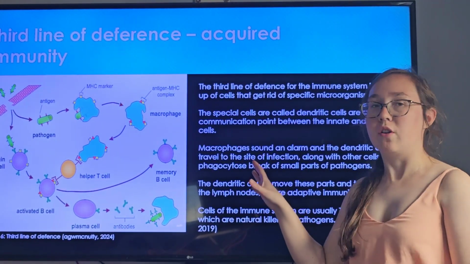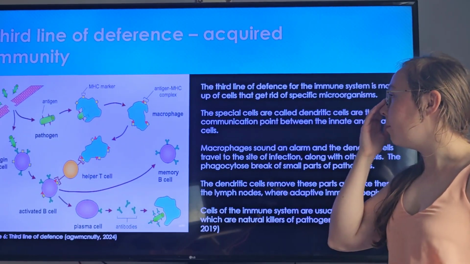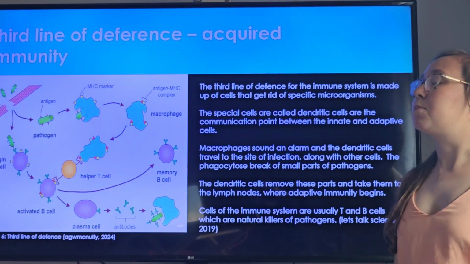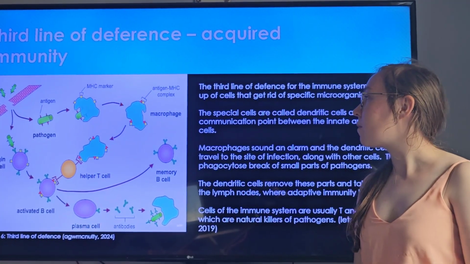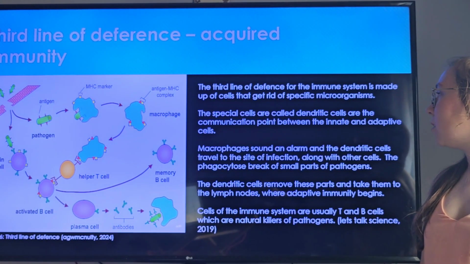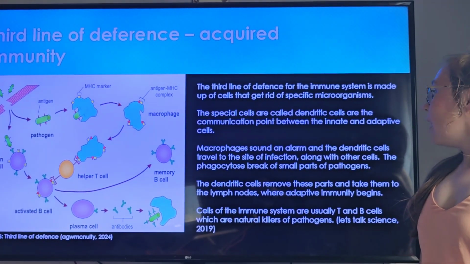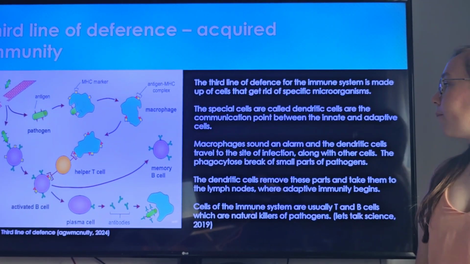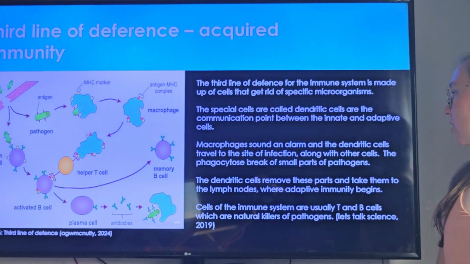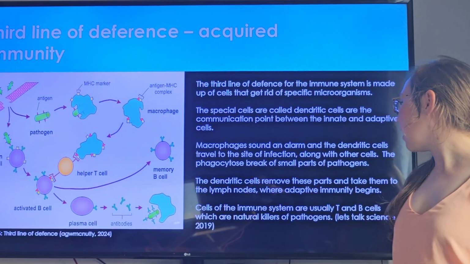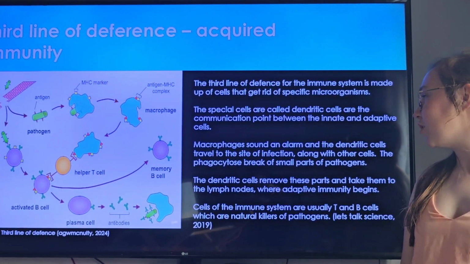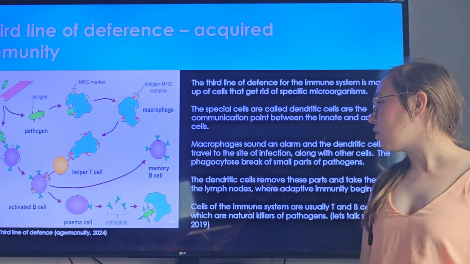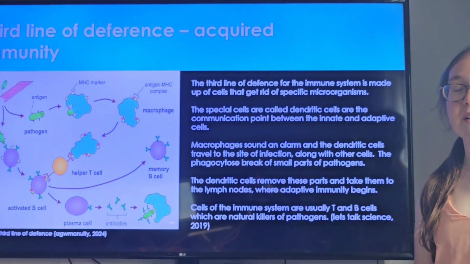Third line of defence, acquired immunity. Here is a diagram that shows what acquired immunity is. The third line of defence for the immune system is made up of cells that get rid of specific microorganisms. The specific cells are called dendritic cells. They are the communication point between the innate and adaptive cells. Macrophages sound an alarm and the dendritic cells travel to the site of infection. Along with other cells, the phagocytes break off small parts of pathogens.